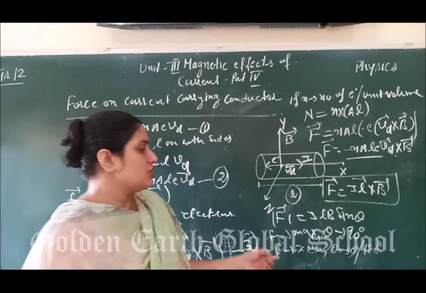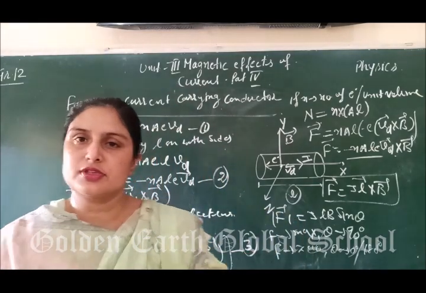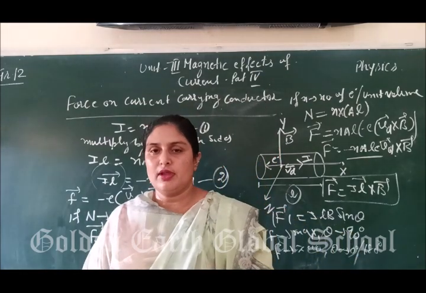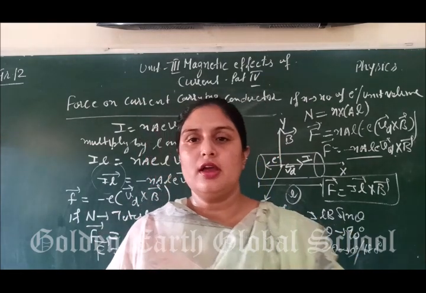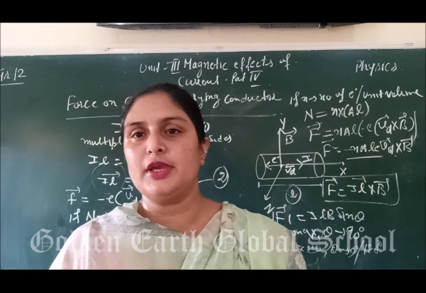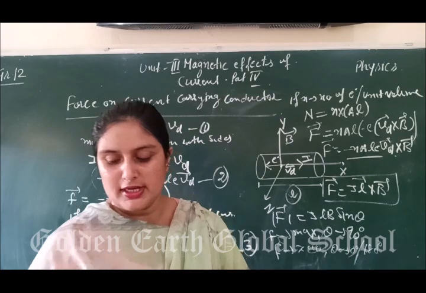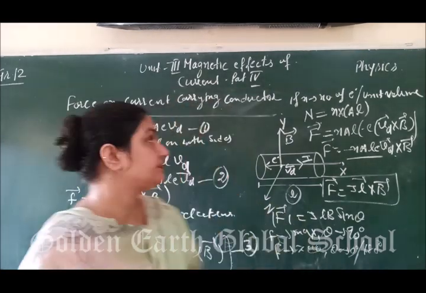Now next is the direction of this force. The direction of the force is calculated by applying Fleming's left hand rule. Fleming's left hand rule is used to find the direction of the force experienced by a current carrying conductor placed inside the magnetic field. Clear?